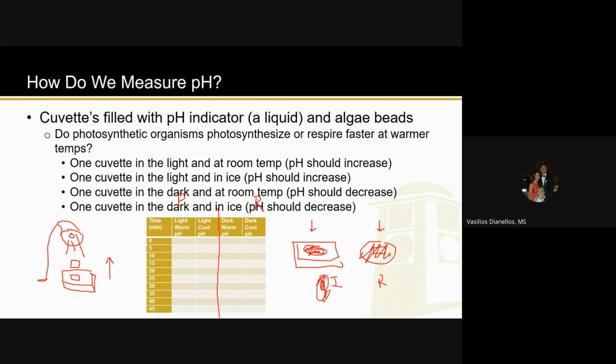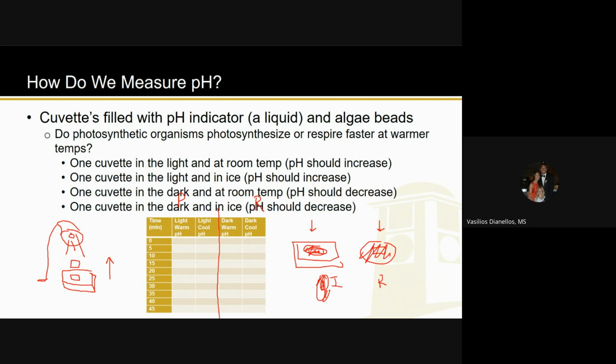Some things to mention about that before you form your hypotheses, because you'll have to do that for the pre-lab. Think about when we're talking about warmth or temperature, right? What do we know? What have I taught you about temperature? Well, you know that generally speaking, the warmer something is, the quicker the chemical reactions are happening.